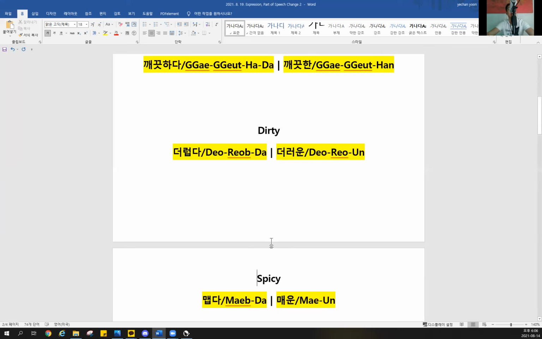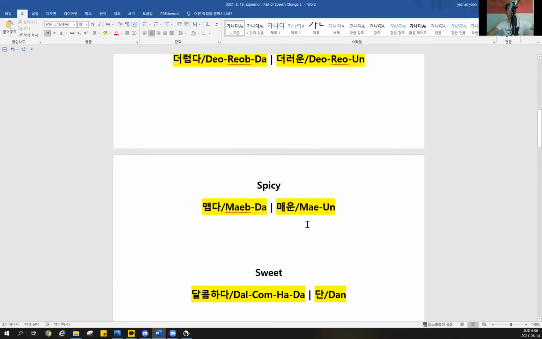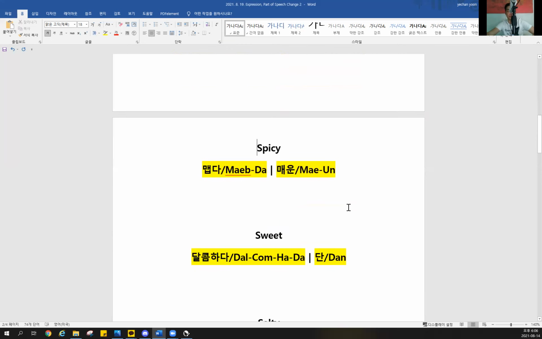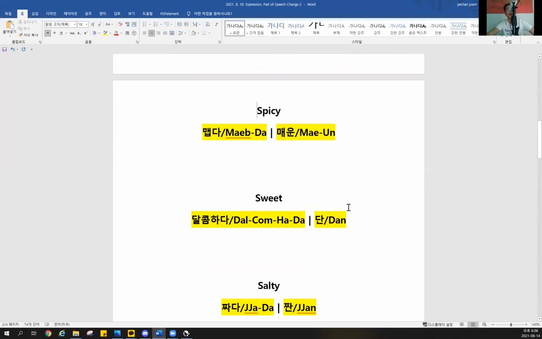Okay. About the taste, let's try with the taste ones. How can you say spicy? You can say 맵다. The changing version is 매운. All right. For sweet, you can say 달콤하다 or 달다, but we can use 달콤하다. Okay, I will give you like this. You can just use 달다, but you can also use 달콤하다.